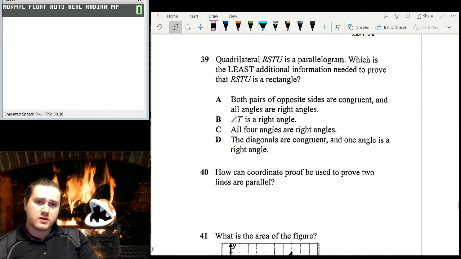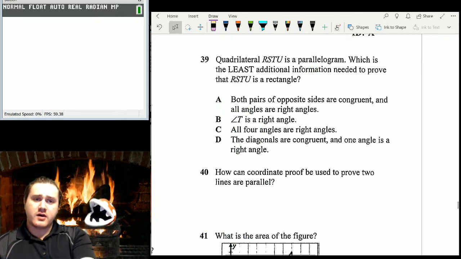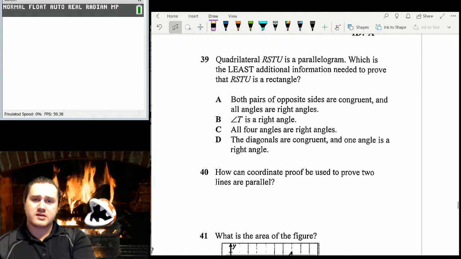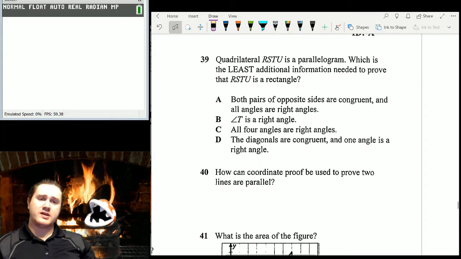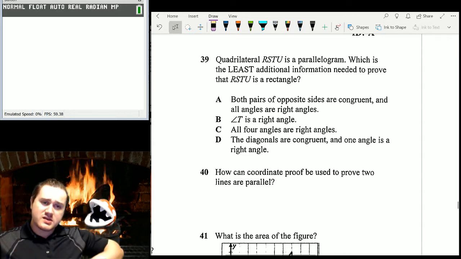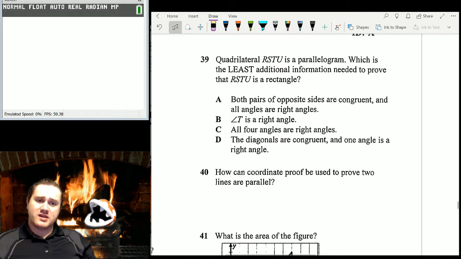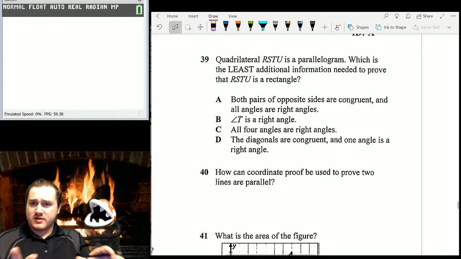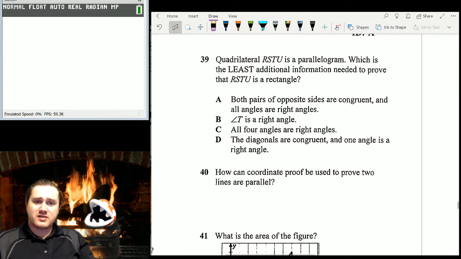Alright, on number 39, we already know that this shape is a parallelogram. It wants to know what is the least additional information we need to prove that it is a rectangle. So we're going to try to see which is the least amount of information we can be given that still proves it's a rectangle. A says both pairs of opposite sides are congruent and all angles are right angles. That's a lot of things, so I don't think we're going to lead towards that one.